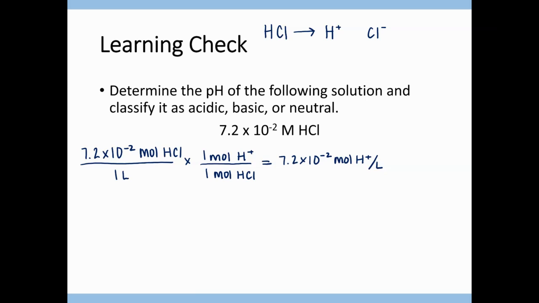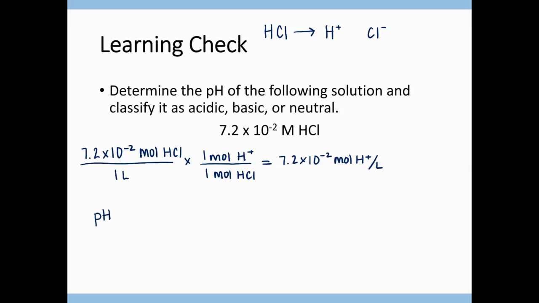We can only do this directly because this is a strong acid. We're going to talk about weak acids later today, and these are less straightforward. Weak acids don't fully ionize, so you can't directly calculate concentration of H plus like we did here. But strong acids, you can do that. Strong bases, you can do that. So here we have concentration of H plus.